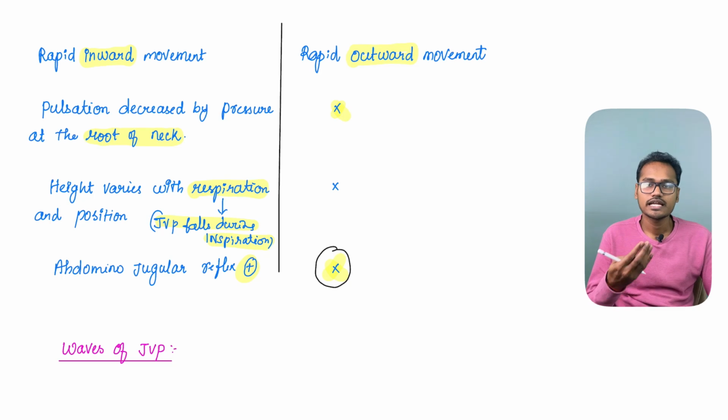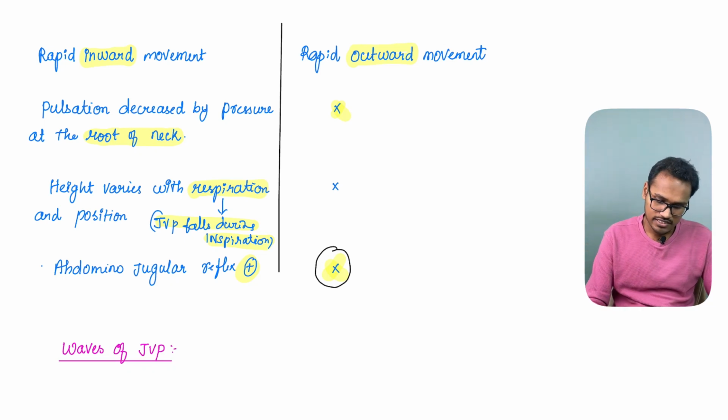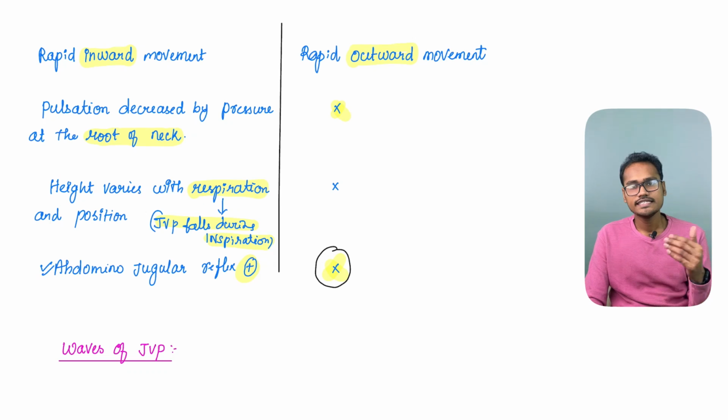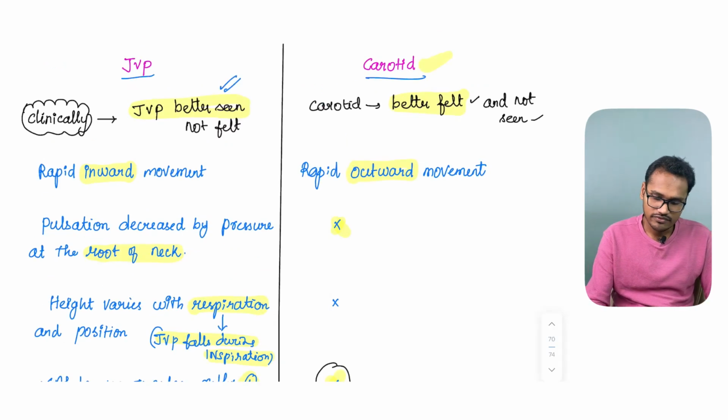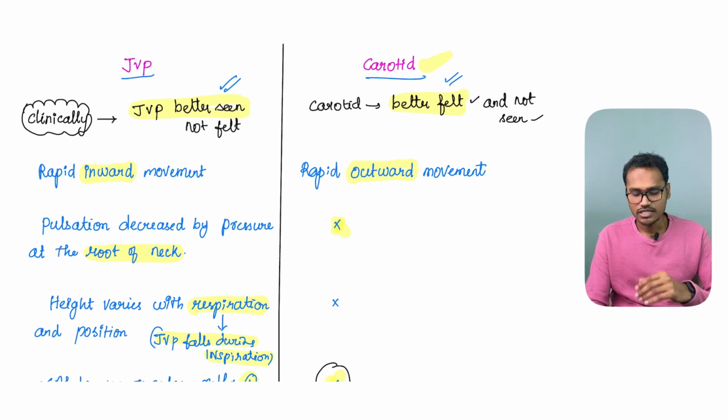Because carotid is directly coming from the aorta. So with the abdominal jugular reflex, by pressing it, the rise in JVP will be seen whenever it is a JVP. So in this manner, it's easier to differentiate a JVP and a carotid. With this first classical point itself, we can differentiate between a JVP and a carotid.